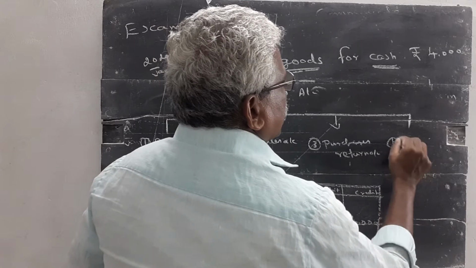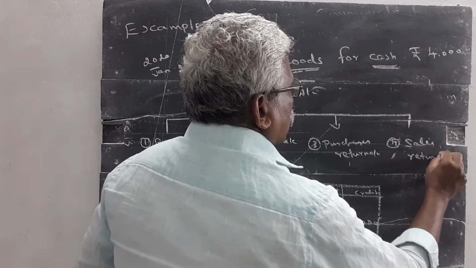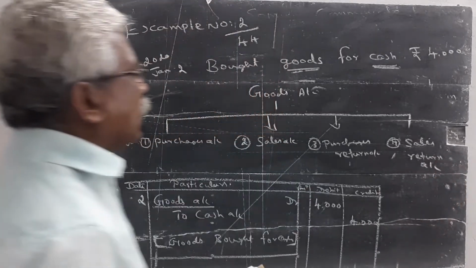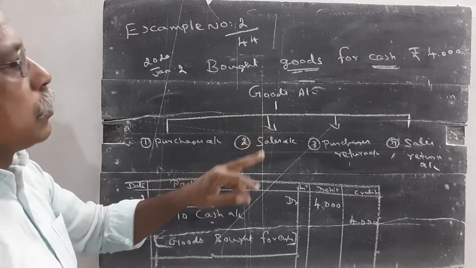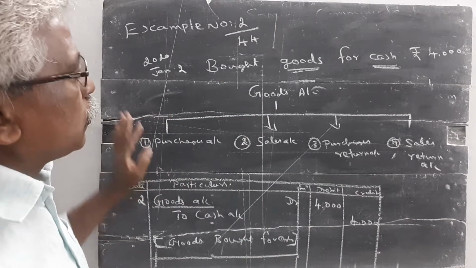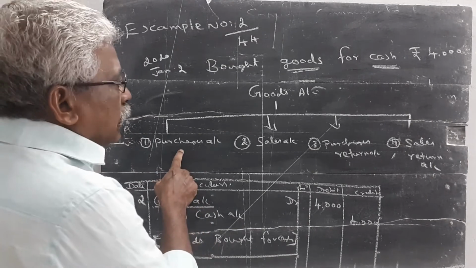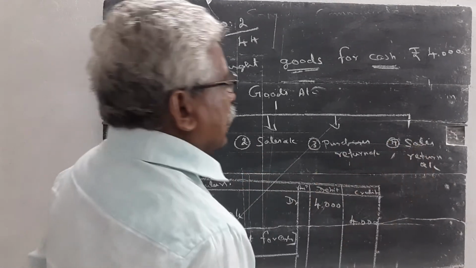Then number 4, sales return account. Goods accounts are classified into 4 ways. Purchases, not 4 types, 4 ways. Number 1, purchases. Number 2, sales. Number 3, purchases return. Number 4, sales return.